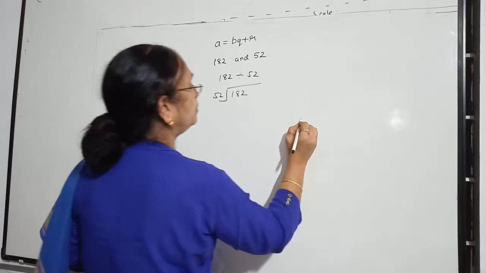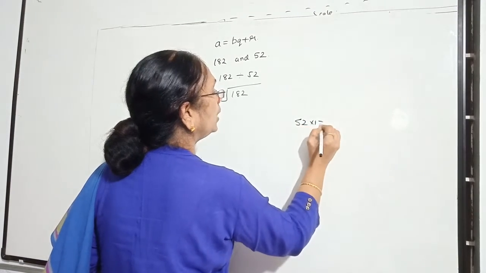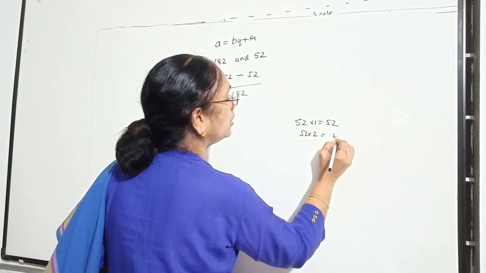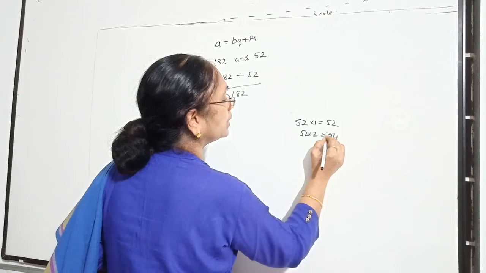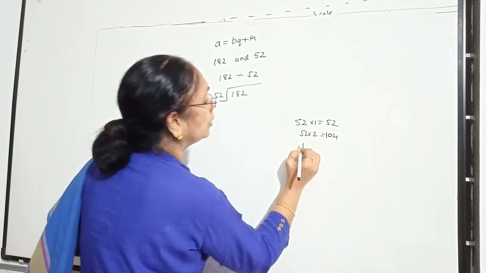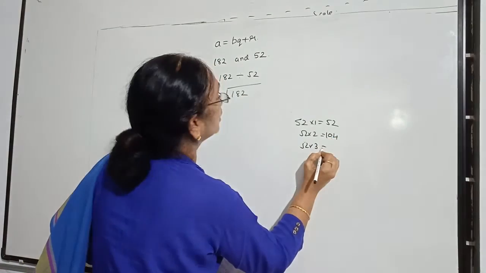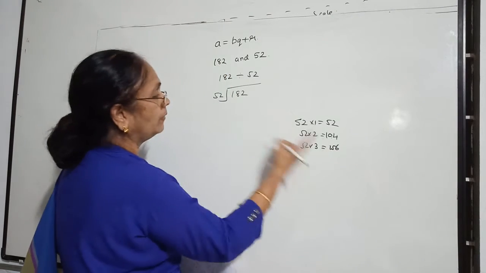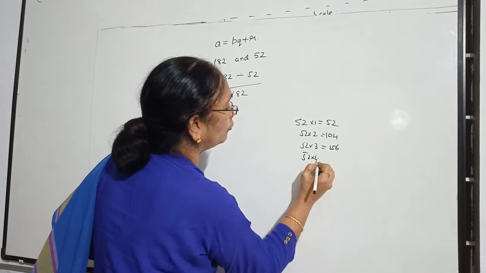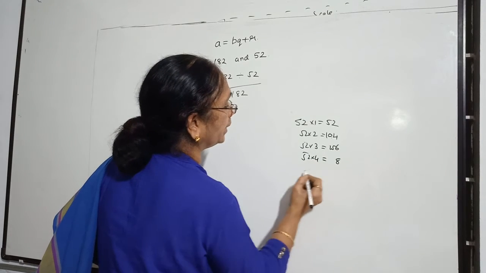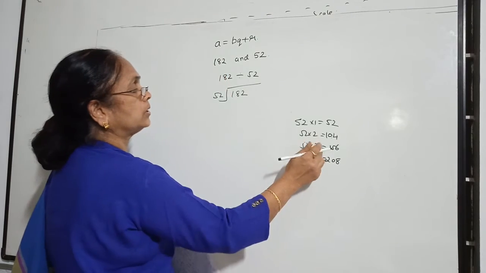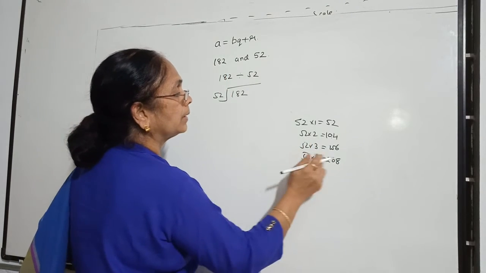Go to working column. 52 into 1, 52. 52 into 2, 2 2s are 4, here 10. So this is more than this one. No. 52 into 3, 3 2s are 6, 5 3s are 15, 156. 52 into 4, 4 2s are 8 and here 5 4s are 20. Now which are you going to select from this? So I think 52 into 3.